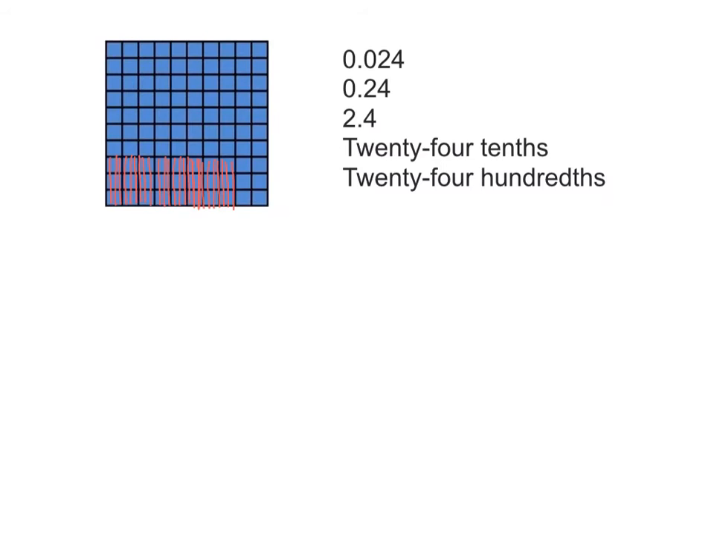We're going to be reviewing the stuff we've been working on this week, specifically the stuff about the decimal grids. So this is our traditional 10 by 10 decimal grid, and there are 24 of the little blocks shaded in.